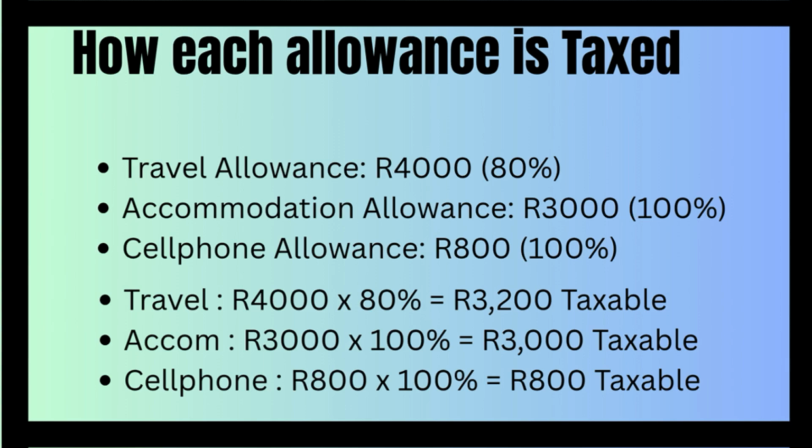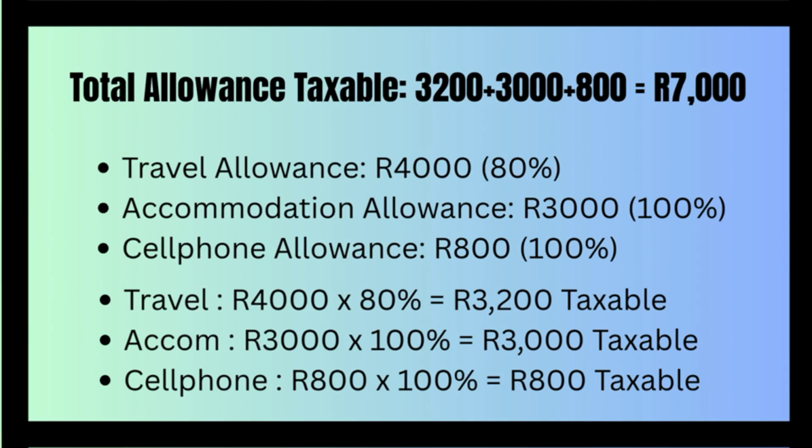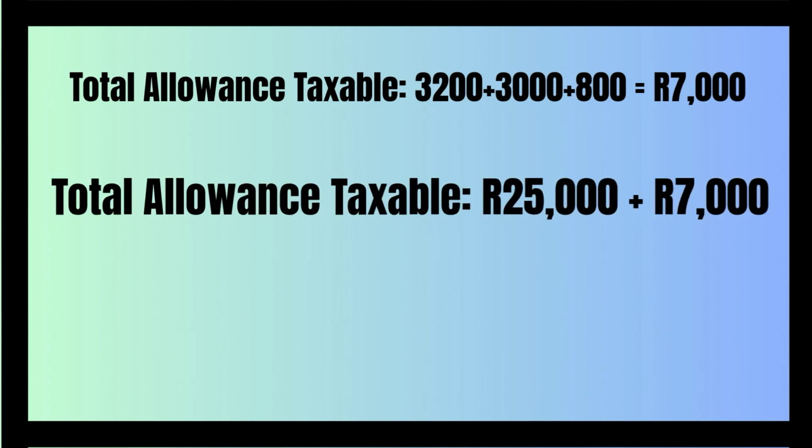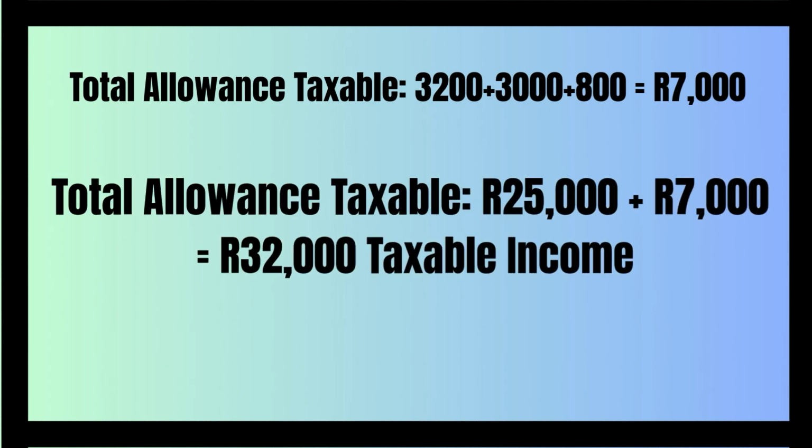So also on a cell phone allowance, they're going to check whether you are using the phone 100% for work, or like the percentages, and then that's going to apply. Travel allowance at 80%, accommodation allowance at 100%, and cell phone allowance at 100%. So you are going to get 3,200 plus 3,000 plus 800, and the total is going to be 7,000, which is the total taxable allowance. Then you're going to add the 25,000 plus the 7,000, which makes it 32,000 taxable income.